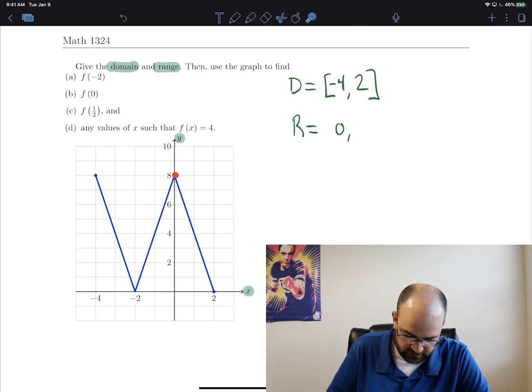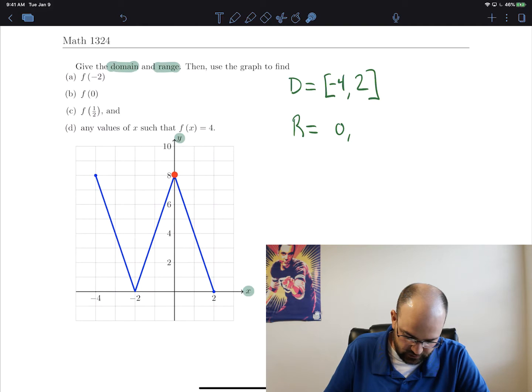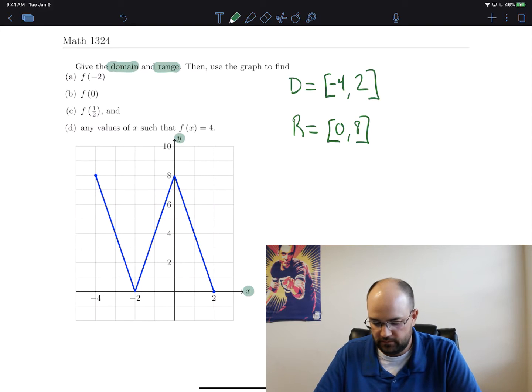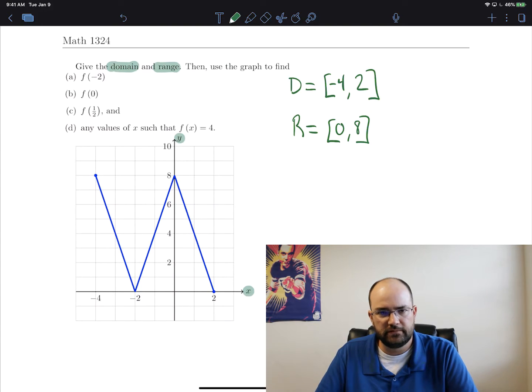And then what's the highest? Well, there's actually 2 different highest points. They're the same value of the y-axis. That's weird to say. They're both what we call maxima. Okay, so there's a point here, there's a point here, and both of them have the y value of 8. So the highest will be 8, and because we aren't excluding them, we have to include them as 0 to 8, including both 0 and 8 using square brackets. Good deal. That's the first part.